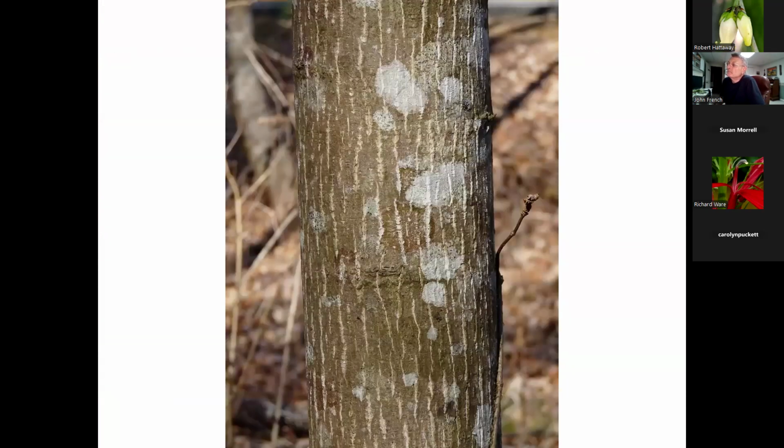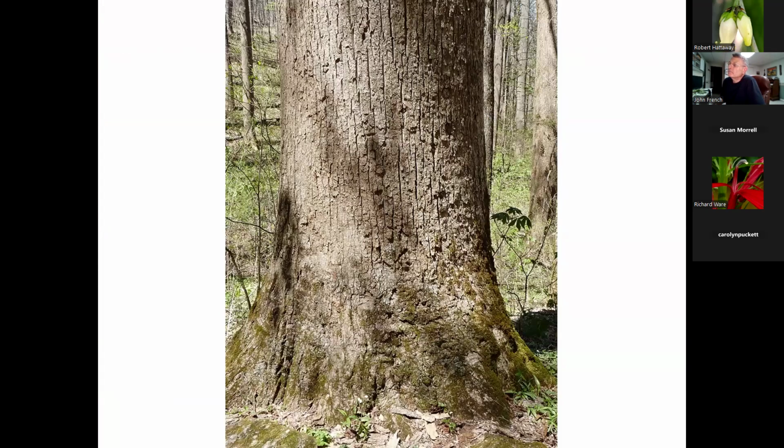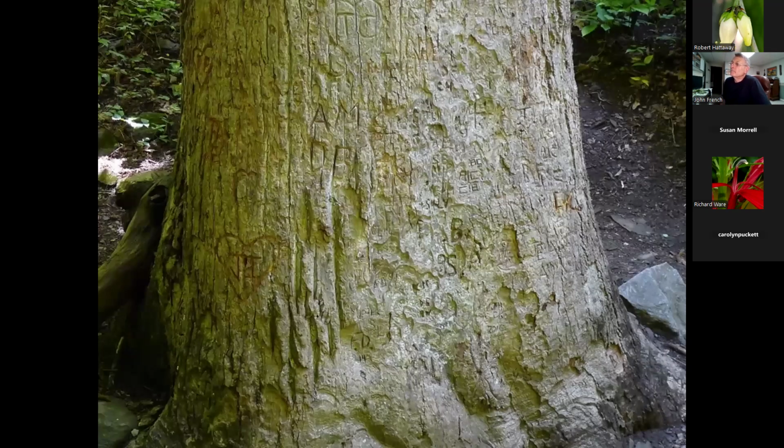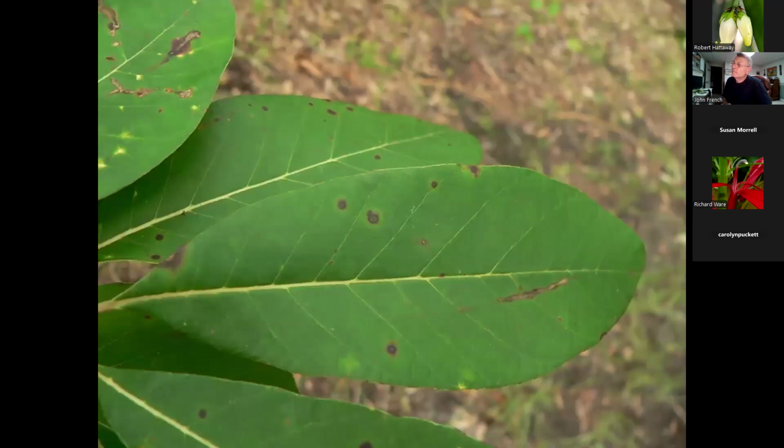Yeah. And I got carried away with the bark pictures. A young bark, an older bark, and older, and older. When you get real bored, you can do bark. Bark, bark, bark, bark. Anyway, plant 6.